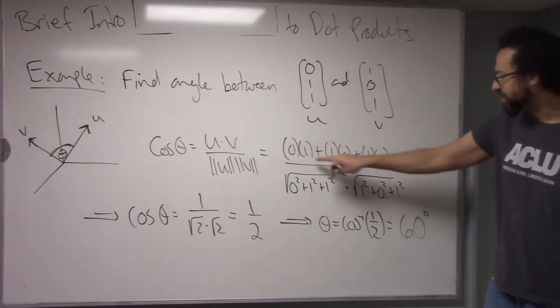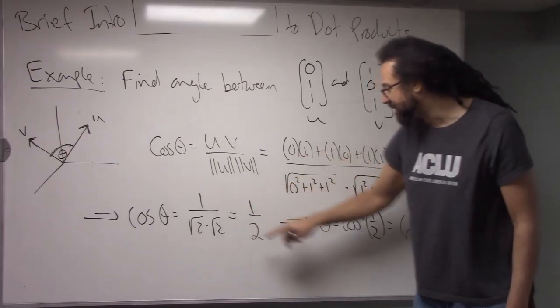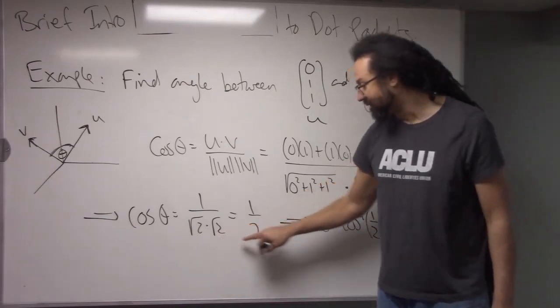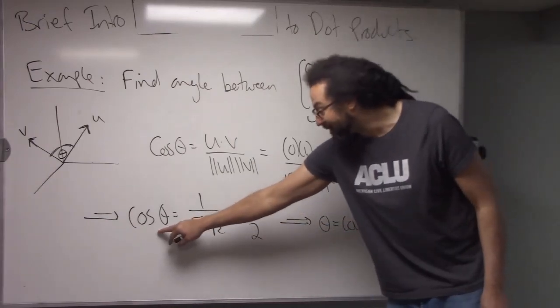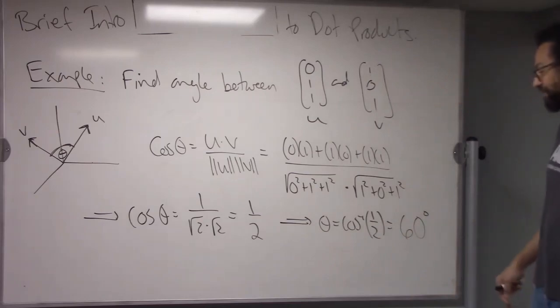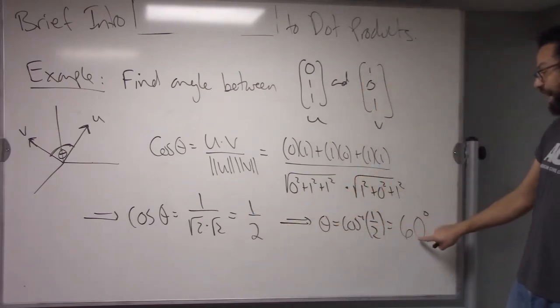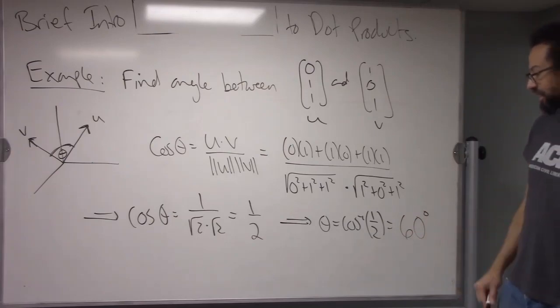So in the end here, the numerator is just 1, the denominator is root 2 times root 2, so that's just 2. So now we get the cosine of theta is equal to 1/2. And so to find theta, you can just take the cosine inverse of 1/2. And of course that gives you 60 degrees.